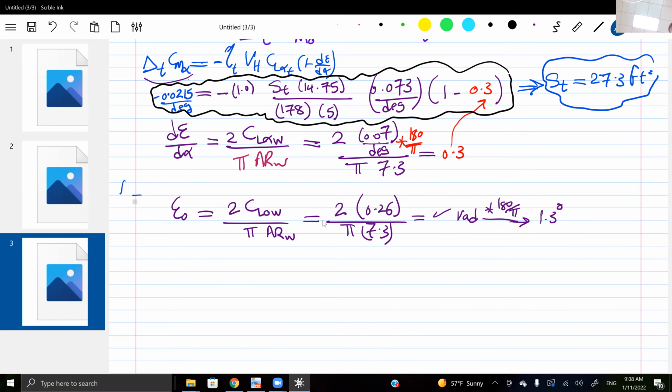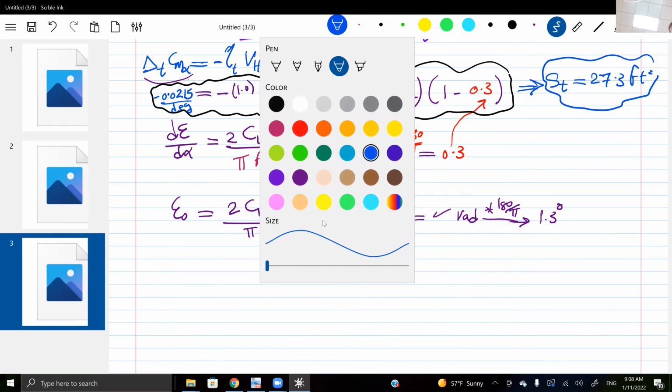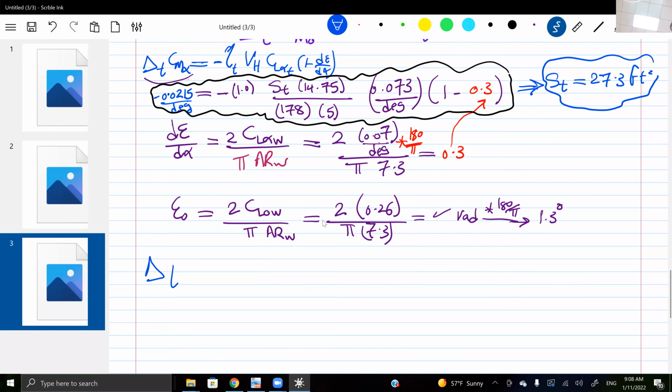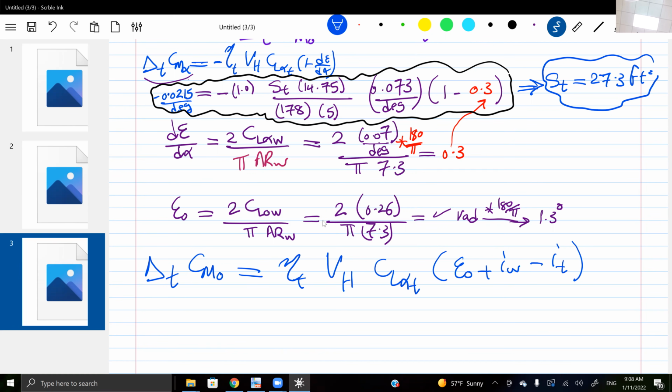So here is delta tail CM naught. This was eta tail VH, sorry, VH CL alpha tail epsilon naught plus I wing minus I tail. This is the number that I need to make sure should be 0.2.